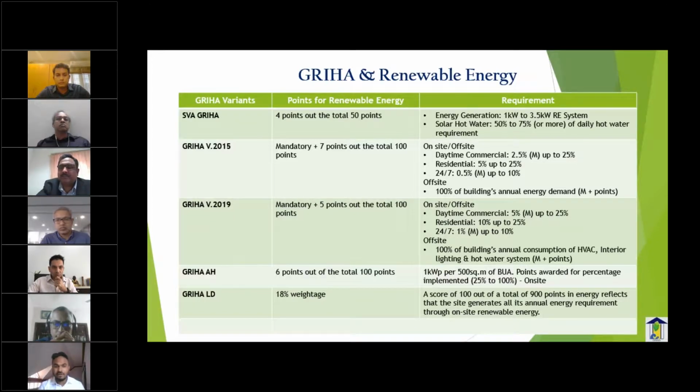daily hot water requirement. Coming to our most prominent rating, GRIHA version 2015, it's a mandatory requirement for a project to have renewable energy integrated in that particular building, along with 7 other points. So we look at it from an on-site, off-site perspective. For a daytime commercial building, it's mandatory to offset about 2.5% of their annual energy consumption with respect to heating, ventilation, and AC and interior lighting consumption. And they get about 7 points in case they're able to offset 25% of that.